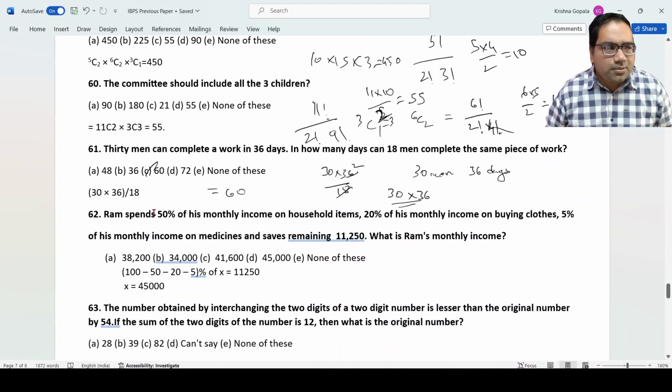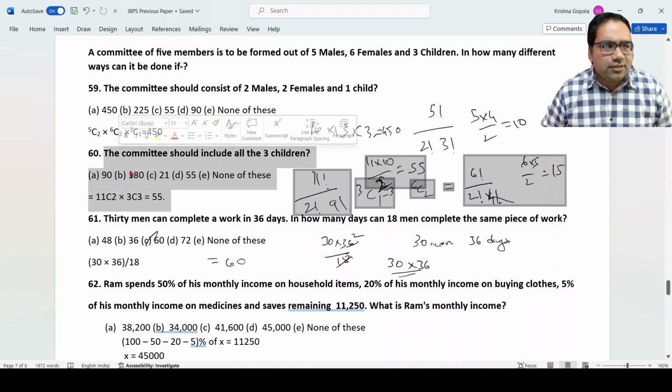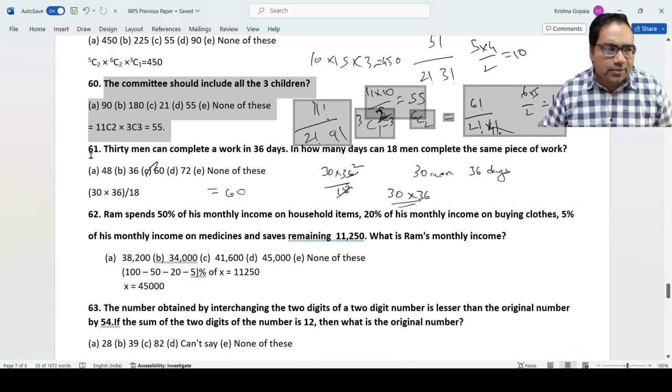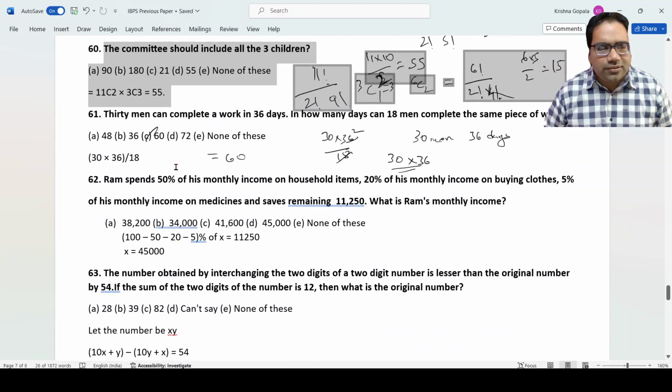Now, Ram spends 50% of his monthly income. So this question, earlier question, this is also a very easy question, less than 30 seconds. This also less than 30 seconds. This also less than 30 seconds. All questions that we found out are very easy questions. We should not lose time here. Okay. Similarly, this is also a very easy question.